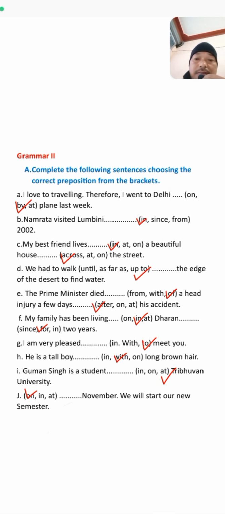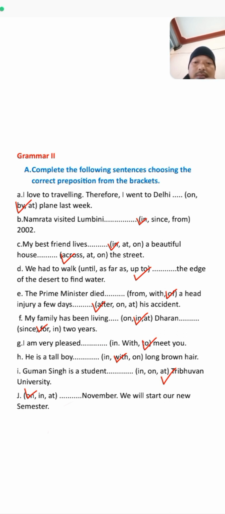With duration of time we use for. If time is given then we will use since here, but we are using here for. I am very pleased dot dot in with two. Okay, again, I am very pleased to meet you. Two preposition. He is a tall boy with long brown hair.